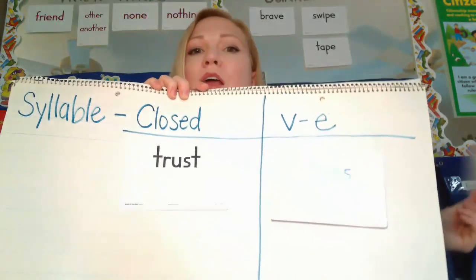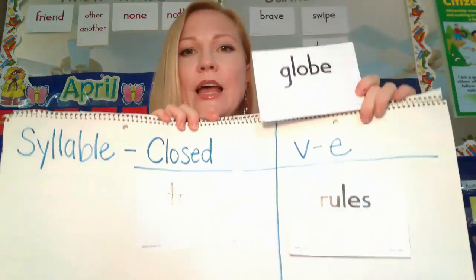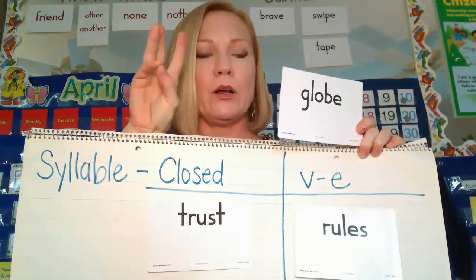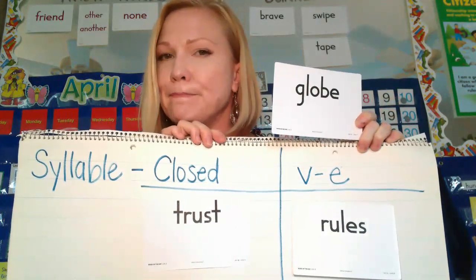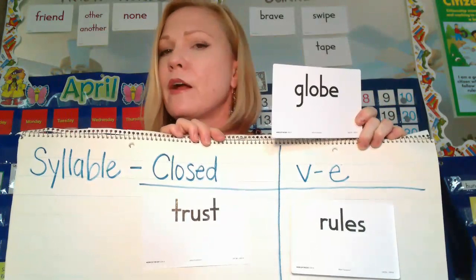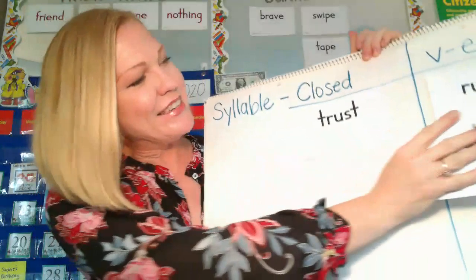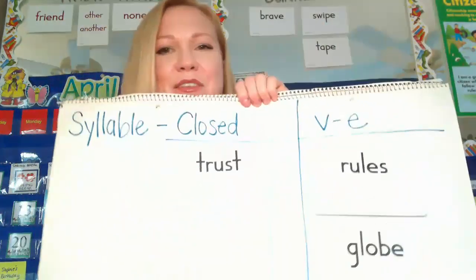Okay, here comes another one. What do you think of this word? Let's tap it. Globe. Globe. Globe. Is it closed? Nope, more than one vowel. Not closed in by consonants. It's gotta be V-E. I'm gonna stick it right here. There you go. Good job so far.